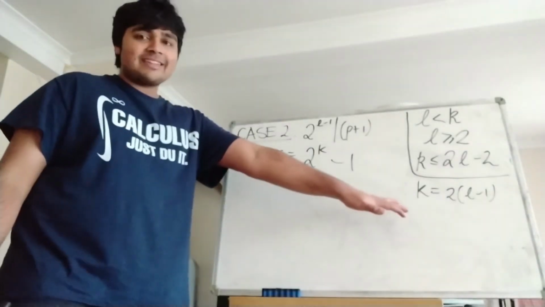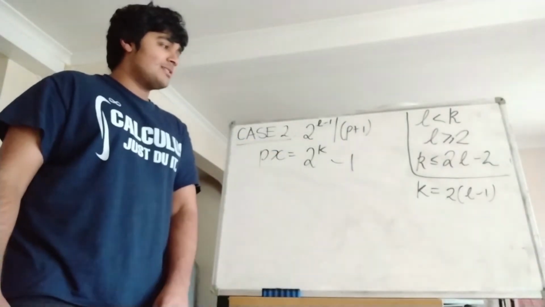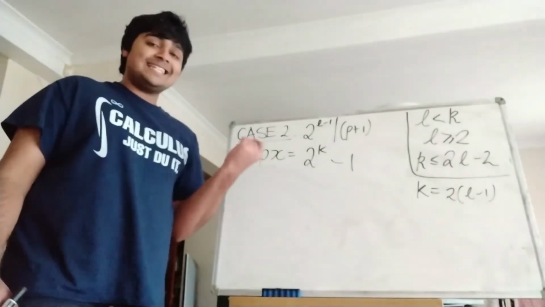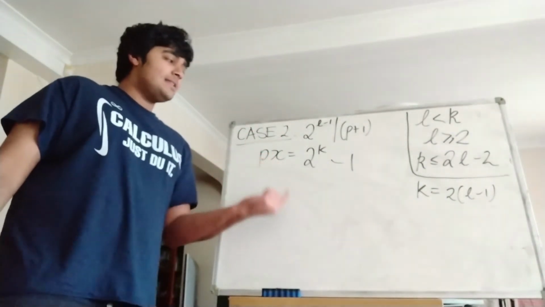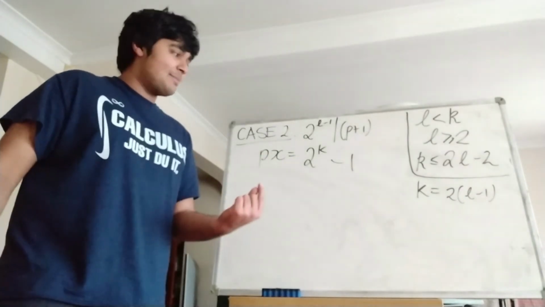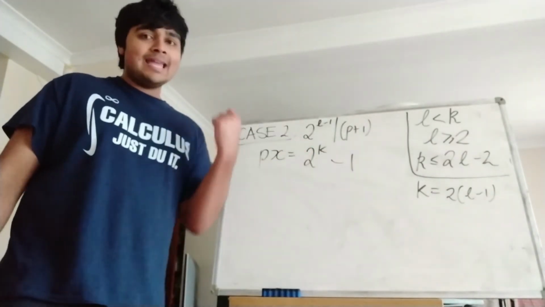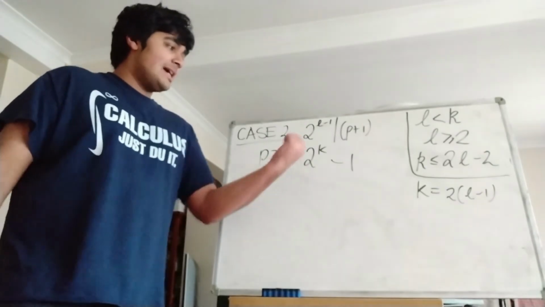Okay, so we've just derived that k is equal to 2 times (L − 1), but in particular k is even. Now we have that px + 1 equals 2^k, so obviously px equals 2^k − 1. Now I claim that 2^k is congruent to 1 mod 3, and that's not too difficult to see.